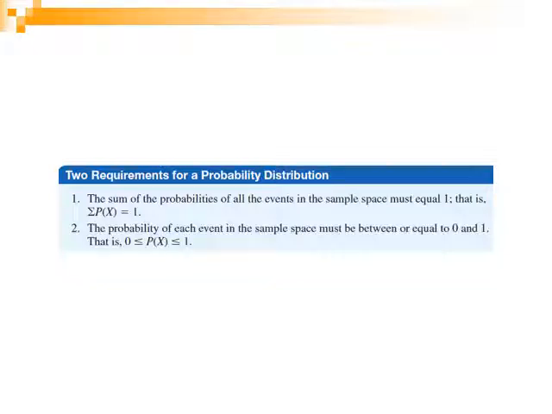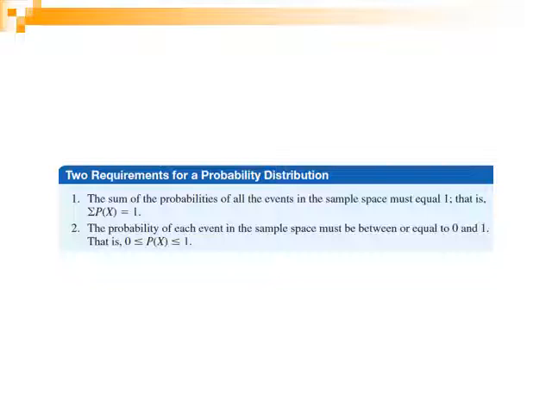There are two requirements in any probability distribution. The first requirement is that the sum of the probabilities of all events in the sample space must be equal to 1. That is, the summation of P of X, the outcomes, is equal to 1. And the second is that the probability of each event in the sample space must be between 0 and 1. So if one of the two requirements is not satisfied, this will not be a real probability distribution. Both requirements should be included.